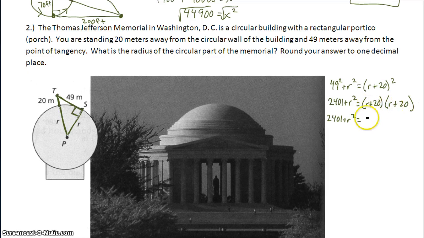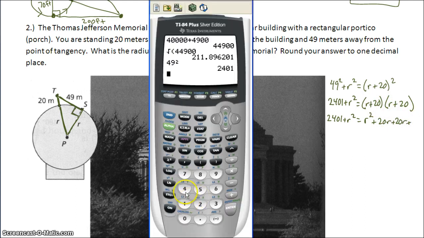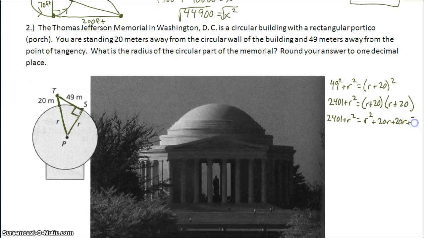So r times r is r squared. R times 20 is 20r. 20 times r is 20r. And 20 times 20 is 400. Now I'm going to combine my like terms. 2401 plus r squared equals r squared plus 40r plus 400.